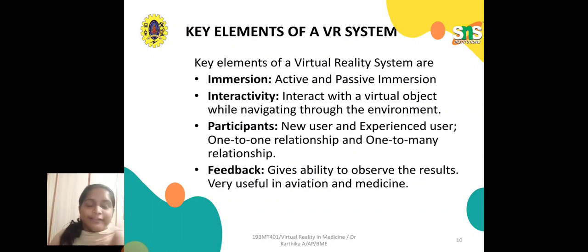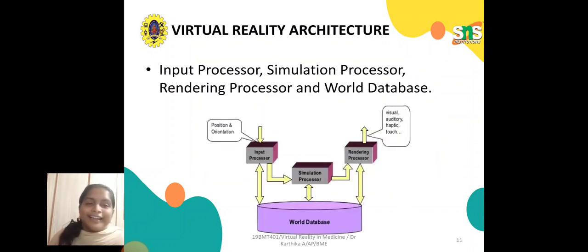We have the key elements of a VR system: immersion, interactivity, participants, and feedback. In the virtual reality architecture, the input processor, the simulation processor, the rendering processor, and the world database are incorporated.